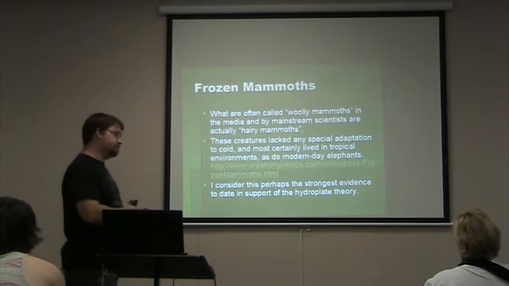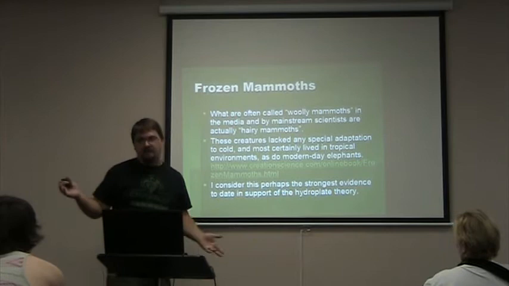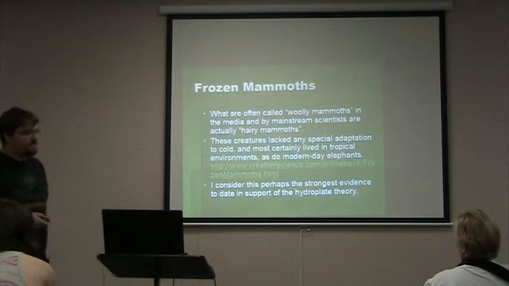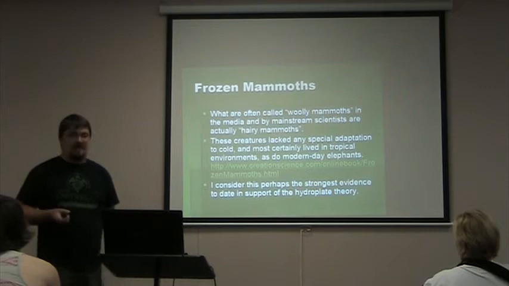Partially because I want to emphasize to you just how cool I think this theory is, because it explains a lot of stuff we couldn't explain before, right? Like frozen mammoths. They always call them woolly mammoths. That's really not an appropriate phrase. They're actually hairy mammoths. Their hair is almost identical to camel's hair, which is almost identical to elephant's hair. Mammoths and elephants are basically identical. Mammoths are a little bit bigger and a little bit hairier.